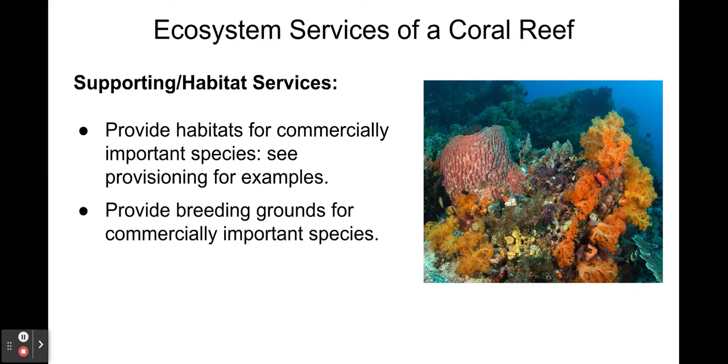Coral reefs also provide breeding grounds for commercially important species. This is a pretty easy sentence to fall back on. In an ideal world, you would know what are some examples of species that actually rely on coral reefs for their reproduction.